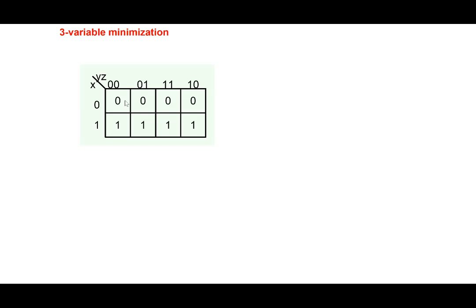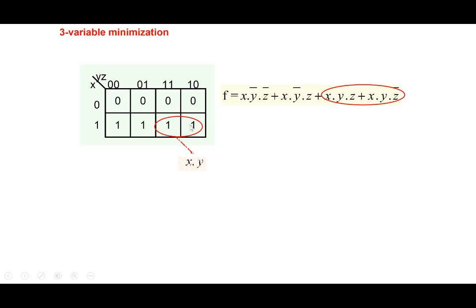All right, so what about this one? Well, we can combine these two together, obviously. They are in the neighborhood. So when you combine them together, you get xy. We can combine these two also together, and we get xy bar. So we have covered all the ones that are there. F is equal to xy bar plus xy.